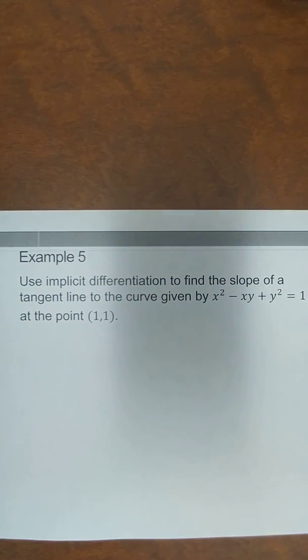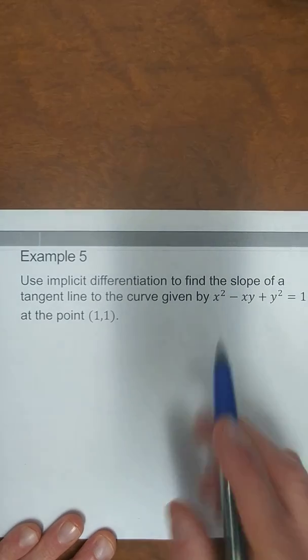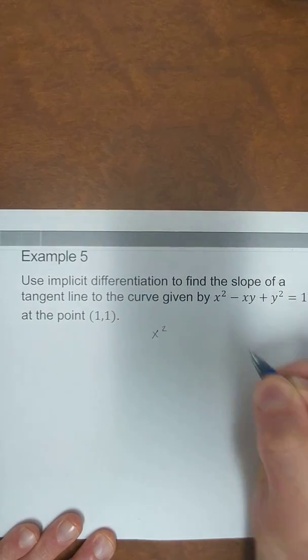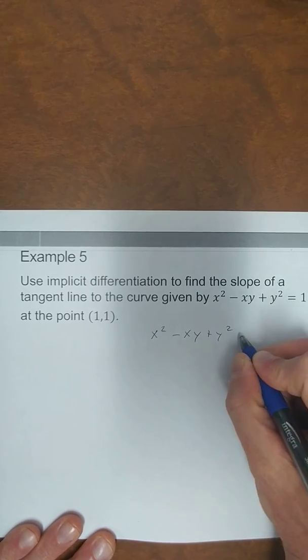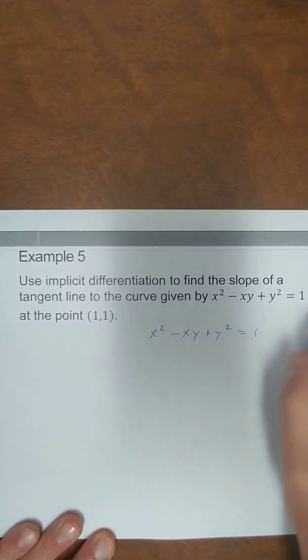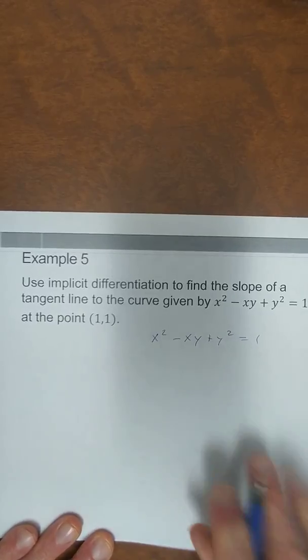Okay, there's one more example. It's number 5, and it's finding the slope of an implicit curve. So we're going to use implicit differentiation to find the slope of a tangent line to the curve given by x squared minus xy plus y squared equals 1 at the point (1, 1).